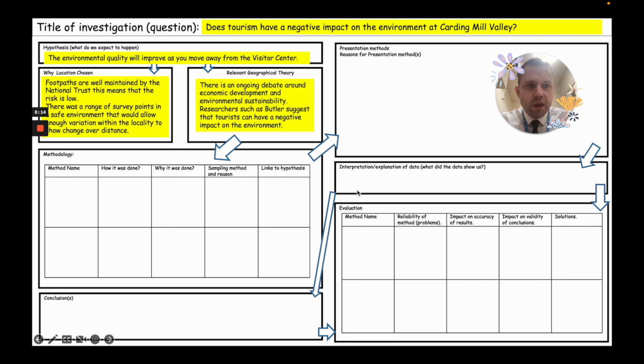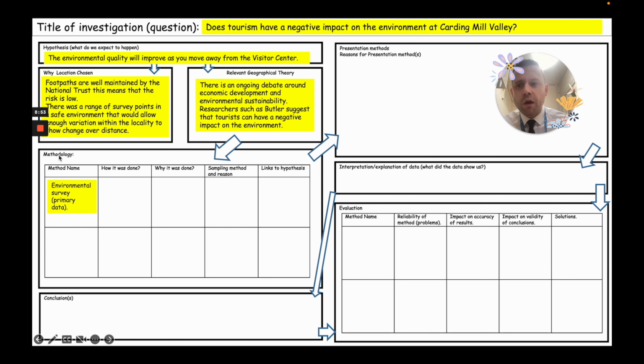Relative geographical theory. So, this is secondary data that somebody else has collected. So, there's an ongoing debate. Every geography lesson is going to have some of this to an extent. The pre-release paper is going to be talking about this. There's an ongoing debate around economic development versus environmental sustainability. So is making money worth it for the impact it's going to have on the environment? And there was a guy called Butler, and he suggested that tourists can have a negative impact on the environment. So that's our secondary research.